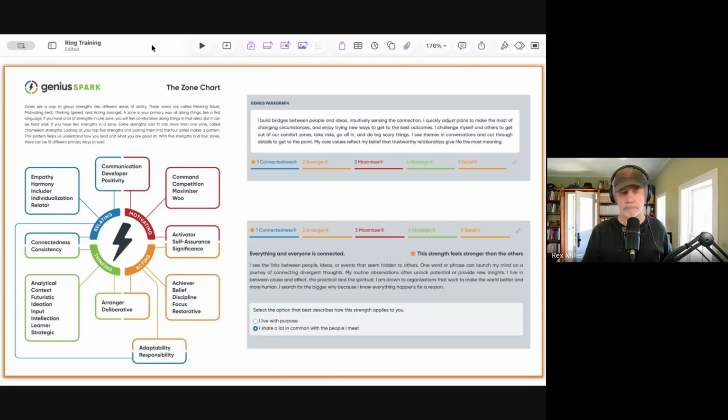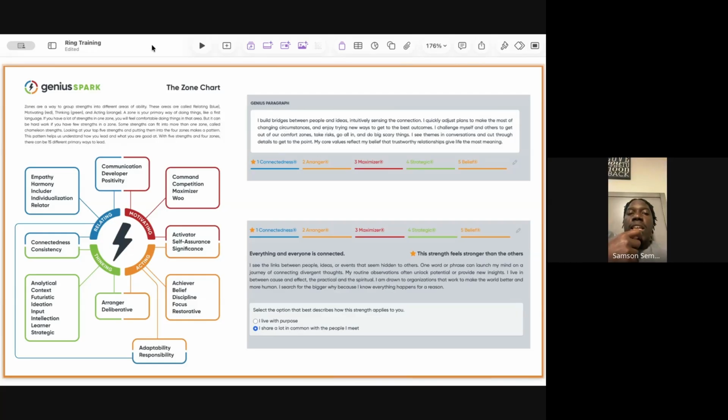I just had a quick question going back to consistency. I know you mentioned it connected in a sense to harmony, and Gallup puts consistency in that area. Could you maybe talk a little bit about consistency in the thinking category?